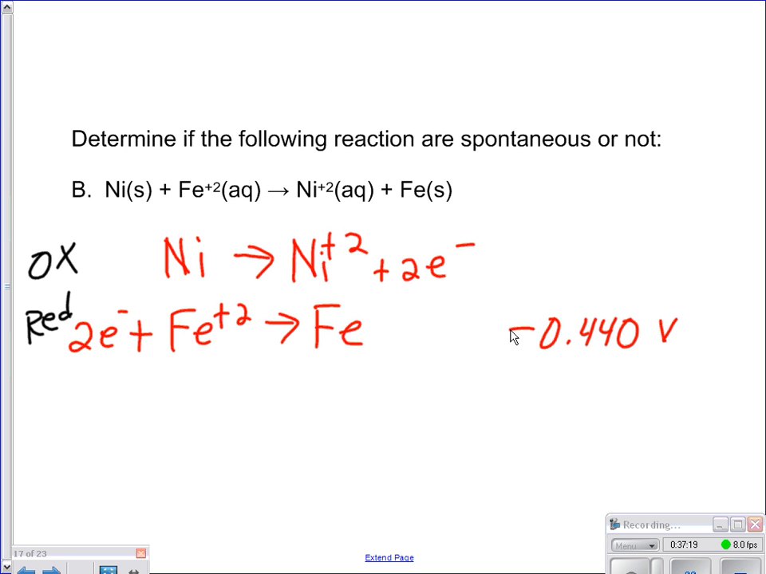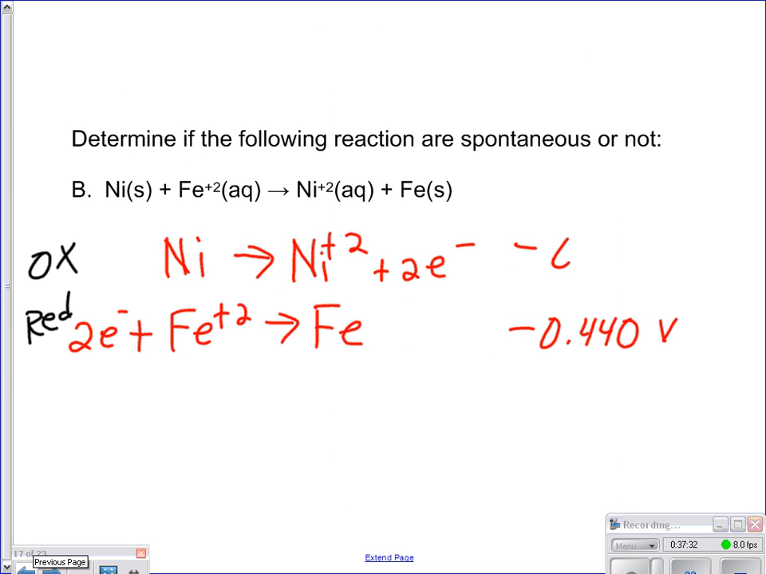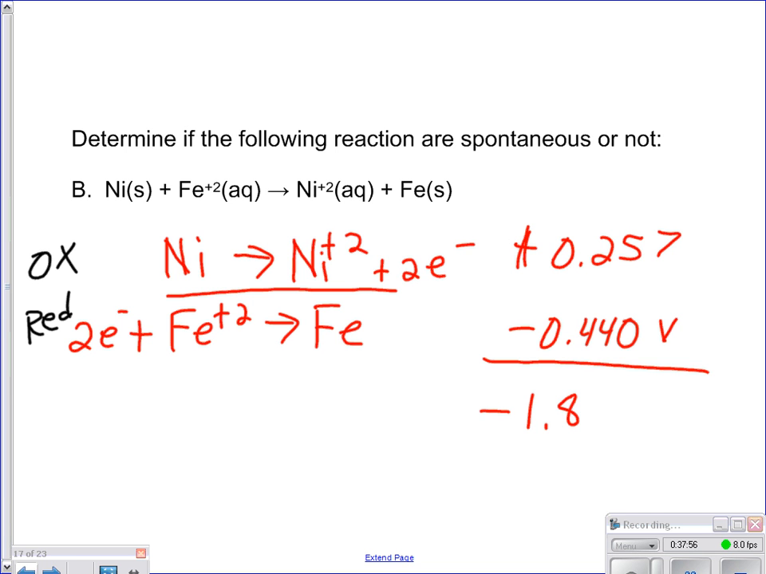And I do the same thing for my nickel. It's a nickel with a +2, but I'm not going to find it like that. Instead, I see it as a reduction half right up here. So that means instead of it being negative 0.257, I need it to be positive. Since I flipped my half reaction, I also have to flip my sign. So now when we add this up, I can't do this kind of math in my head. It's negative 1.8 something or another. You guys can do that.